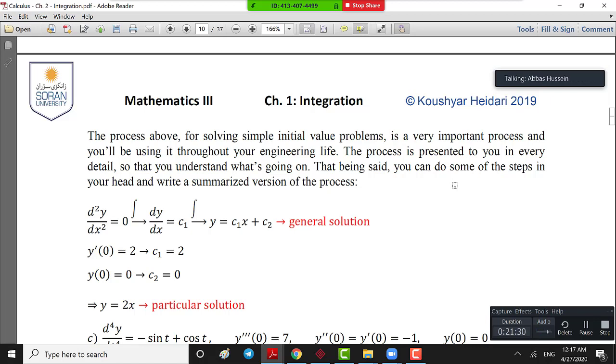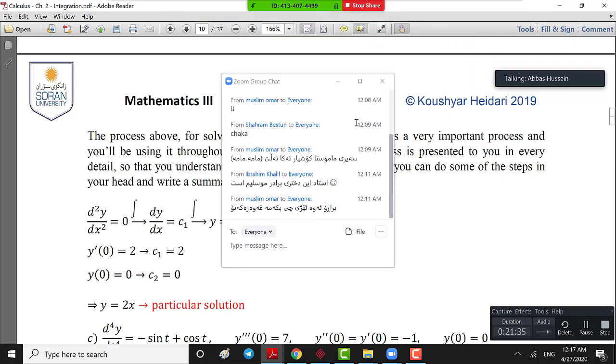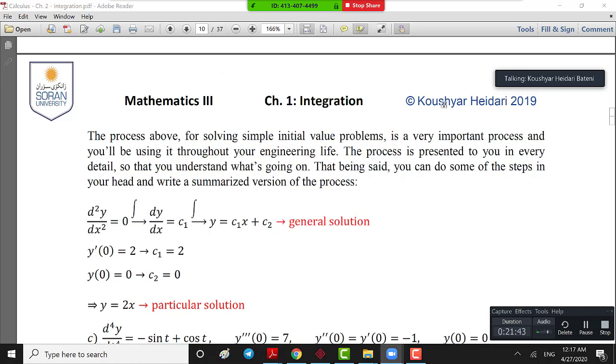Go ahead. When you said that y prime 0 is equal to 2, it means y prime at any value of x is equal to 2. Sorry, I got distracted. Can you repeat your question, please? When you said that y prime 0 is equal to 2, it means y prime of any value of x is equal to 2. No, no. y prime 1 is equal to 2, y prime is equal to 2. For this specific problem, for which y is equal to c1x plus c2, y prime is equal to c1, right? And that is a constant.